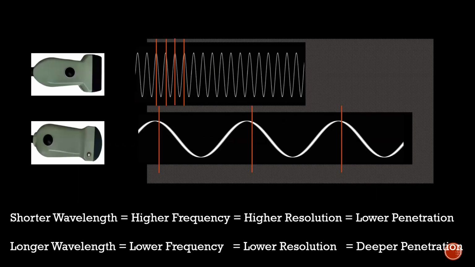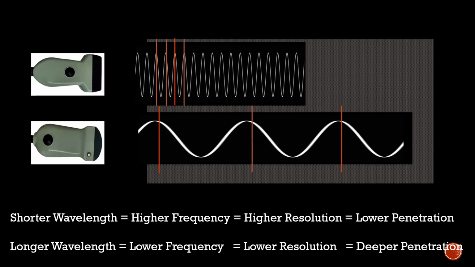So this is an example of how your sound waves get transmitted into tissues. The gray area in this figure represents the tissue. The white waveforms are your sound waves. The red lines represent sound waves that are reflected back to the transducer to create an image.